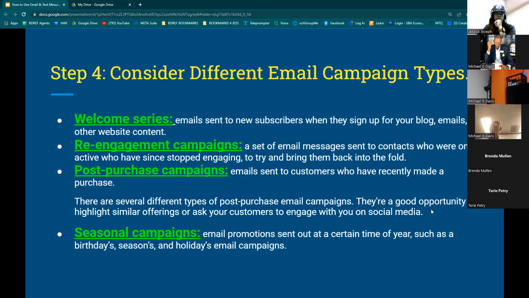Don't get lost in the fold of just doing what everybody else is doing, because you'll be forgettable, and you don't want to be forgettable.